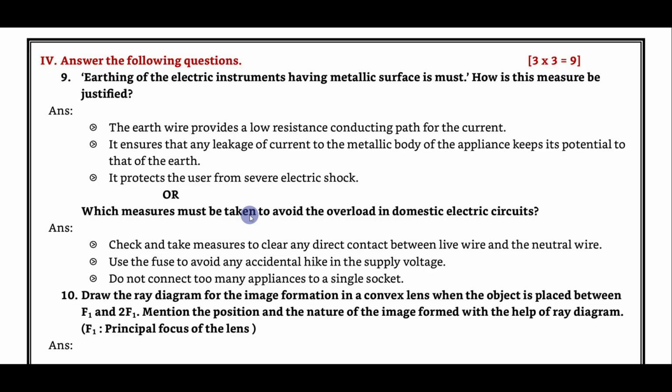Which measures must be taken to avoid overload in a domestic electric circuit? What measures should you take? Check and take measures to clear any direct contact between the live wire and the neutral wire. Live wire and neutral wire should not come in contact. Use a fuse to avoid any accidental hike in the supply voltage. Do not connect too many appliances to a single socket.